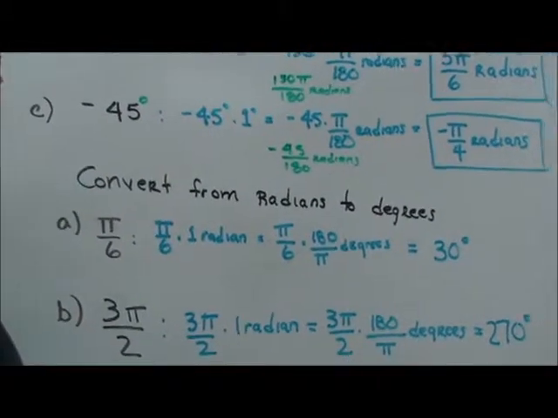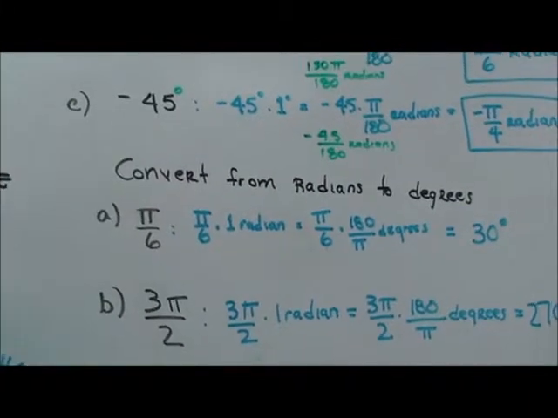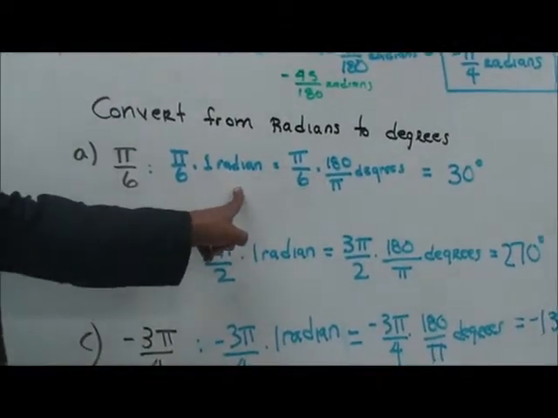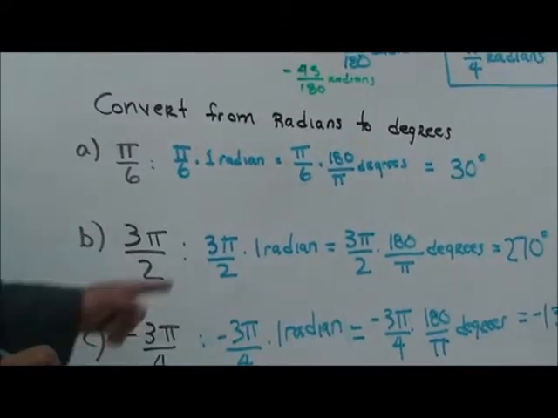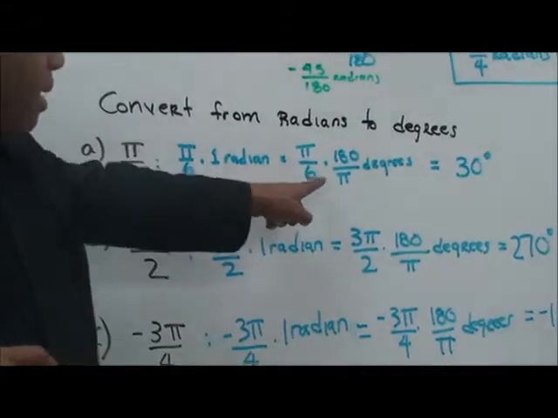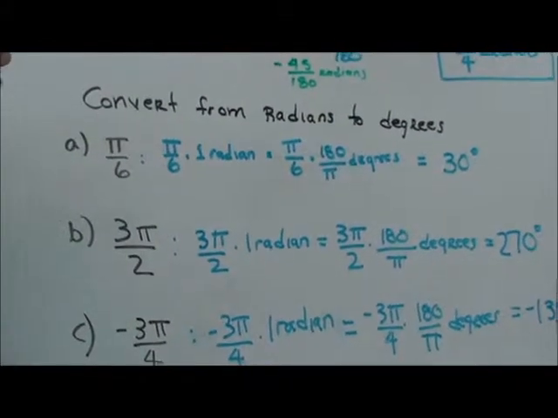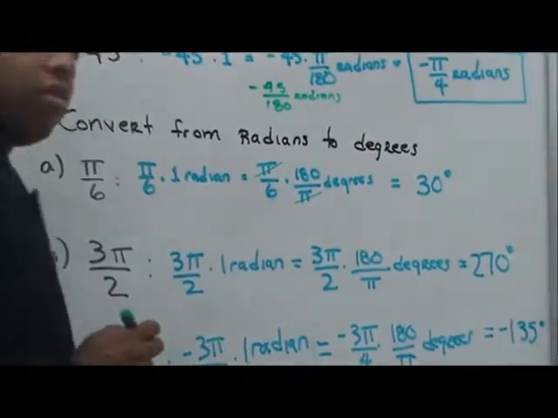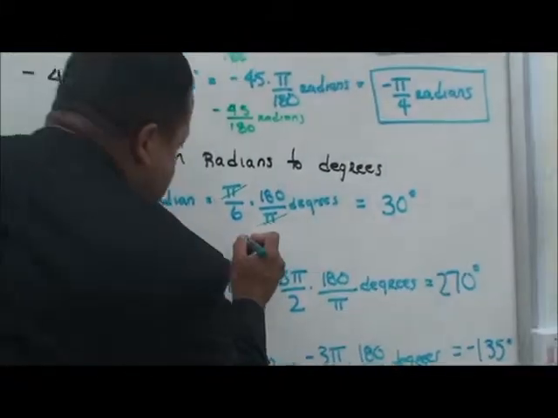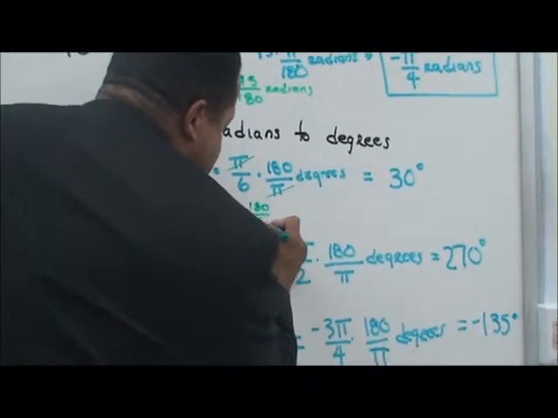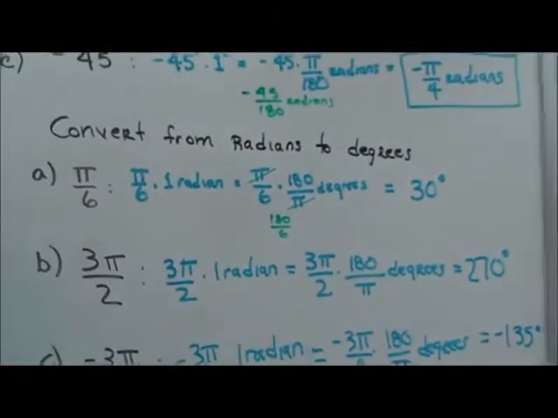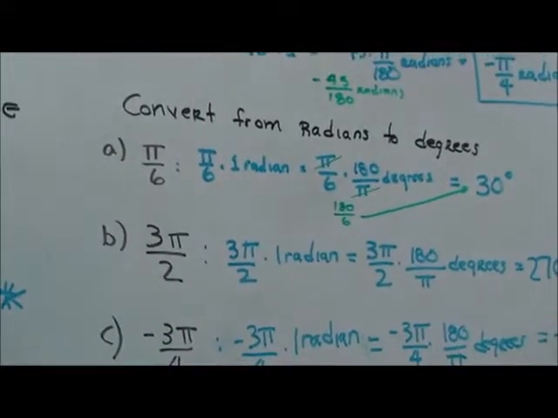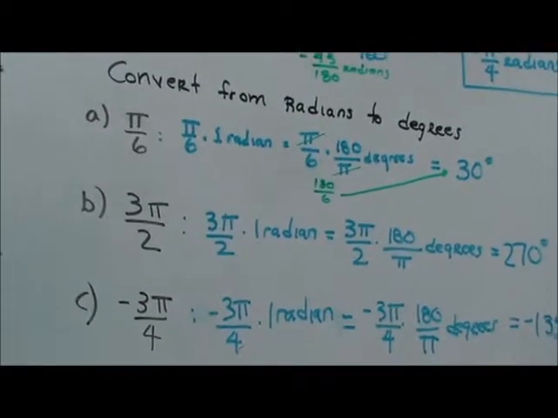Now let's look at converting radians to degrees. If we have pi over 6 times 1 radian, in this case, pi over 6 times 180 degrees divided by pi. When the pi's cross cancel out, we have 180 degrees divided by 6. That's going to give you 30 degrees. Everybody see that? Very simple.